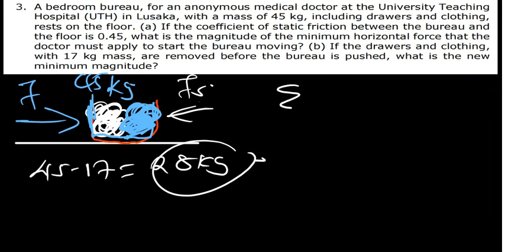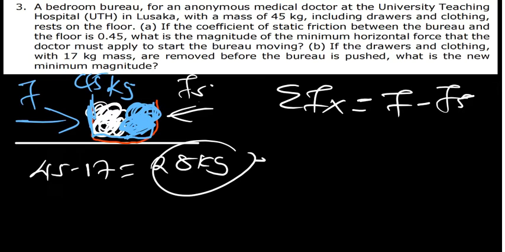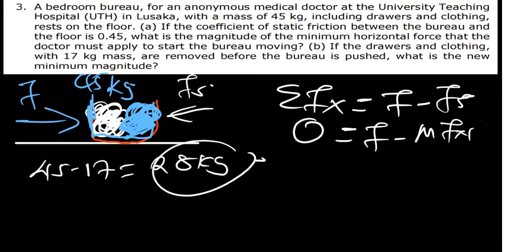So we're going to do the same. Summation of the forces in x direction. We have the force minus the friction force. This net force is 0. This minus mu times the normal force. I shift this to the other side, left hand side. It's going to be mu times normal force is equal to the force.